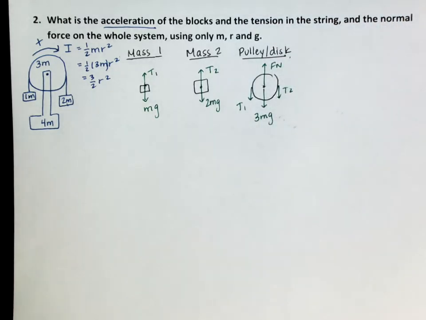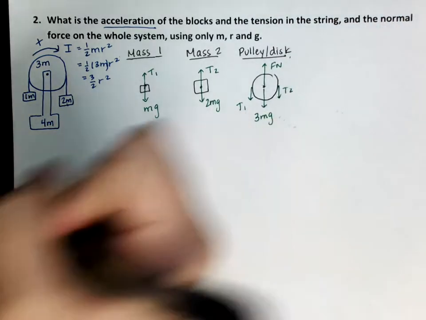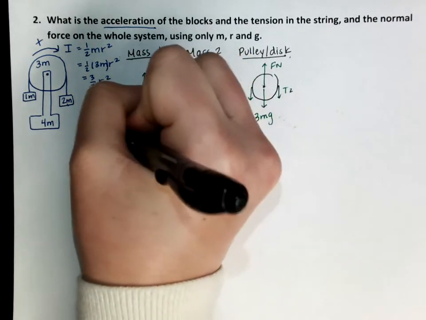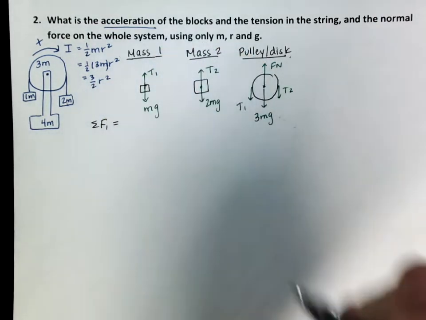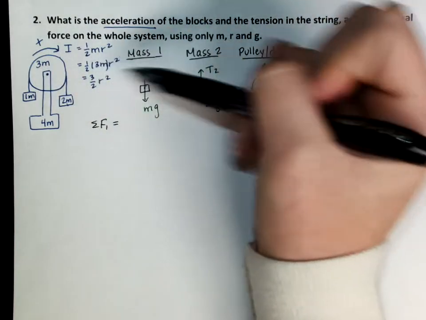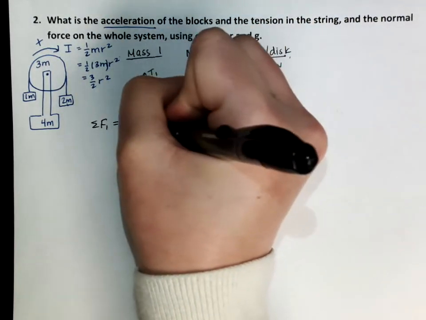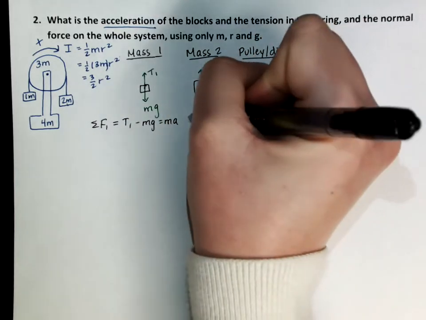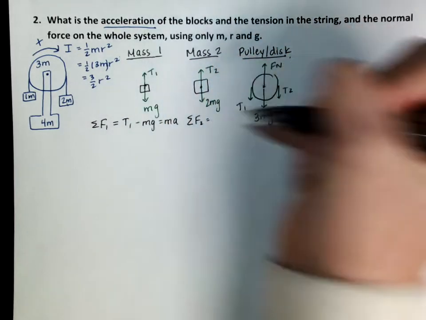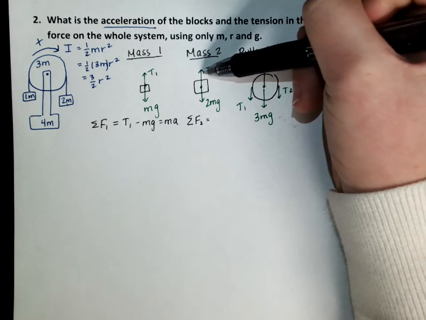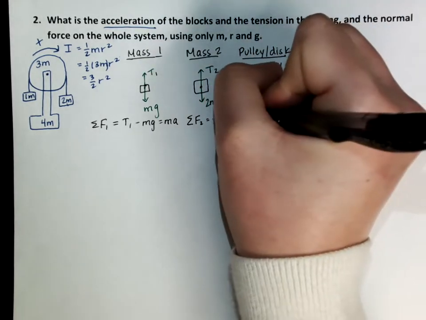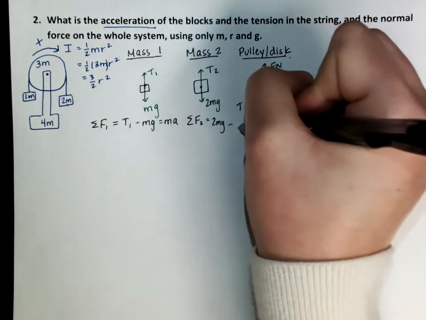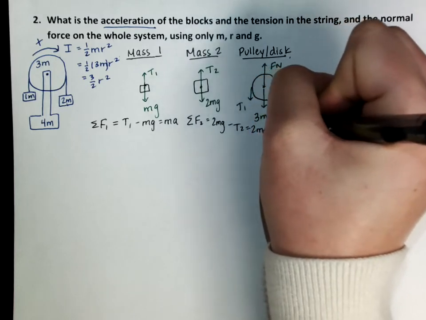Okay. So we're looking for acceleration, so let's start with our force equations. Let's do our first one for mass 1. Sum of the forces. Well, we said clockwise was positive, so that makes T1 positive. Okay, our second equation for M2 would be, well, now T2 is negative since that would be going counterclockwise, so we have 2mg minus T2 equals 2ma.